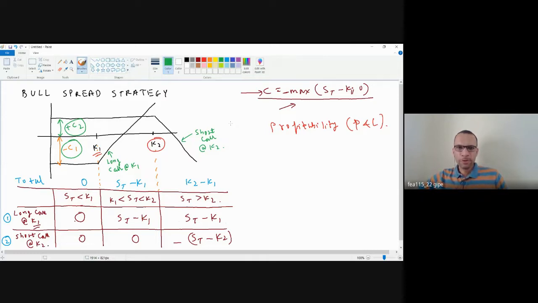So this was the bull spread strategy. So can I erase the board? Can I go to the next strategy?